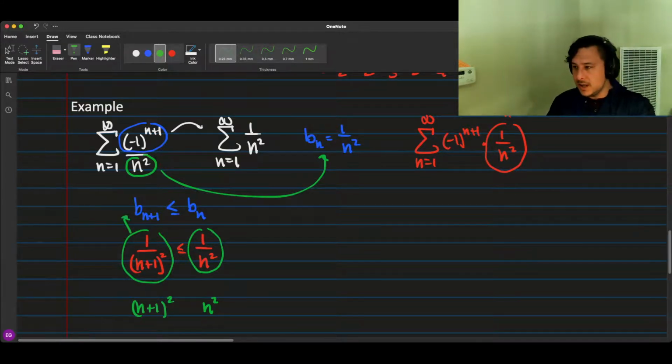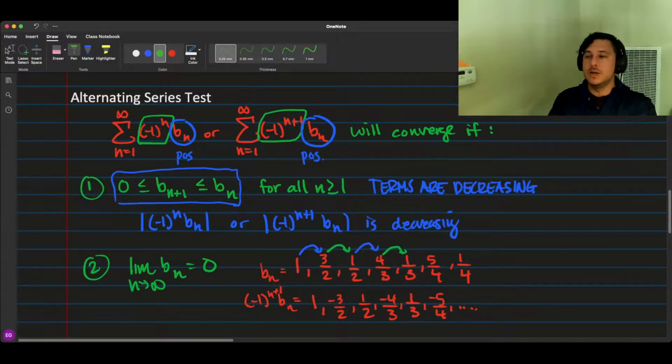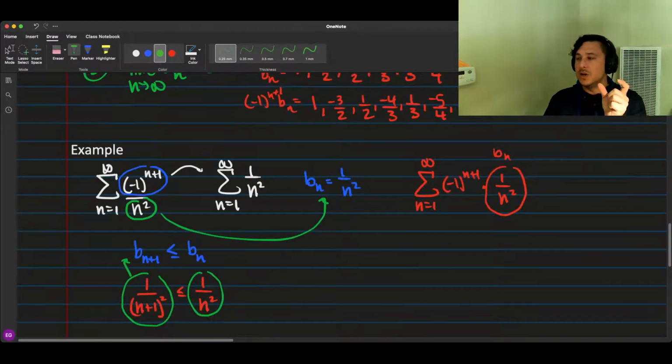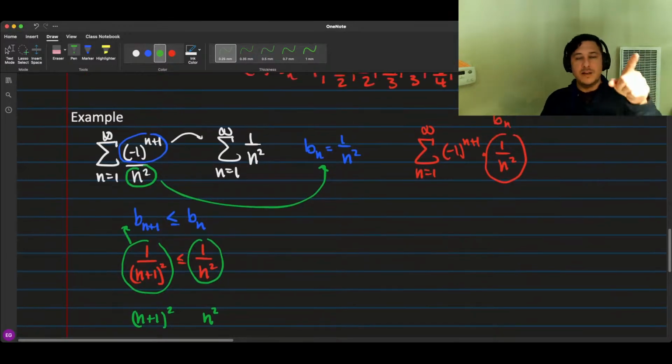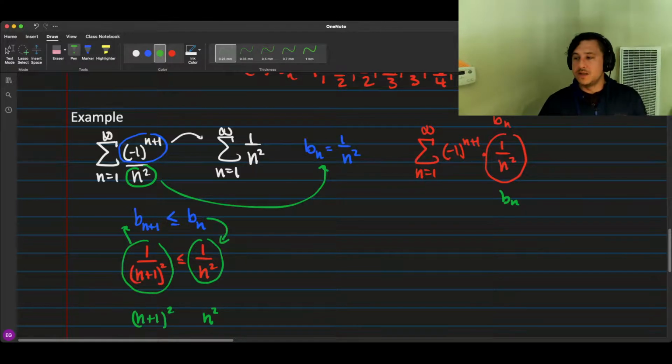So if I scroll up, the alternating series test says you have to first check that all the terms are decreasing. How do you check that? They're only decreasing if b to the n plus 1 is less than b to the n, where the b to the n is the thing that generates the numbers. So for this example, what's the bn that generates the numbers? 1 over n squared. Okay, so our bn is going to be 1 over n squared.